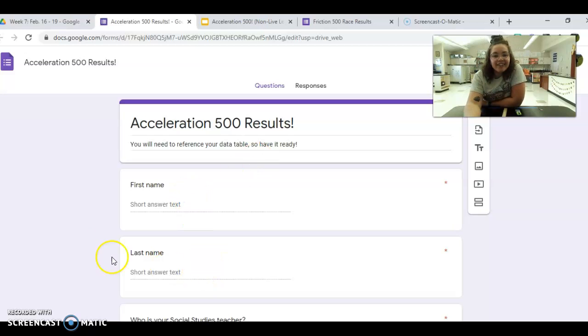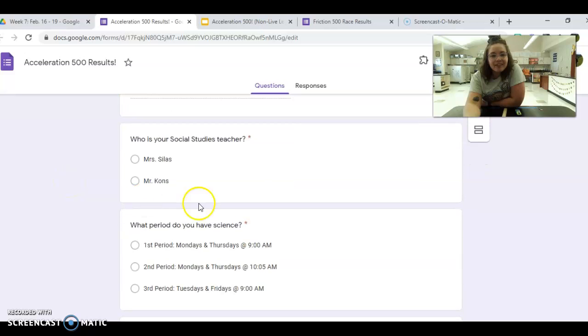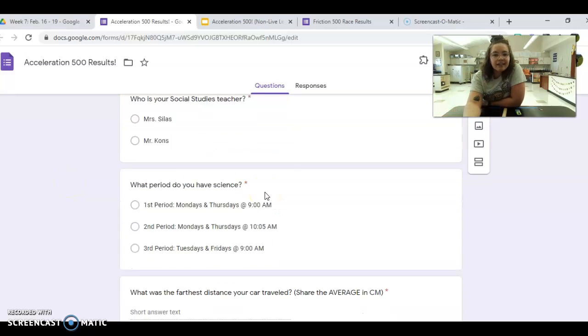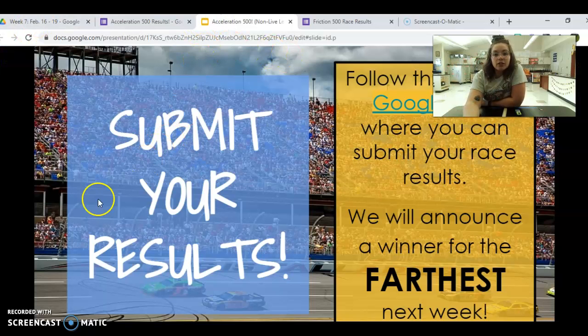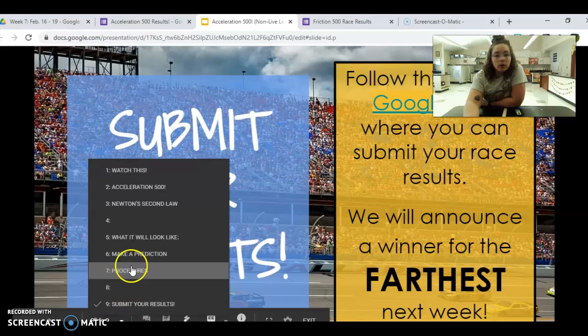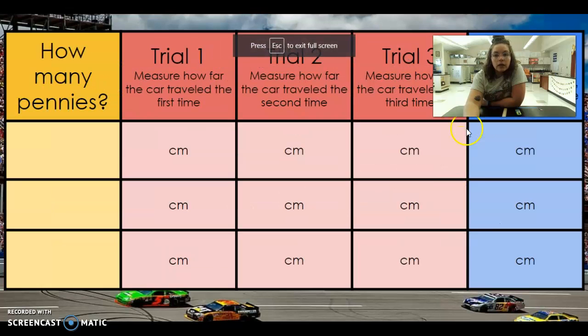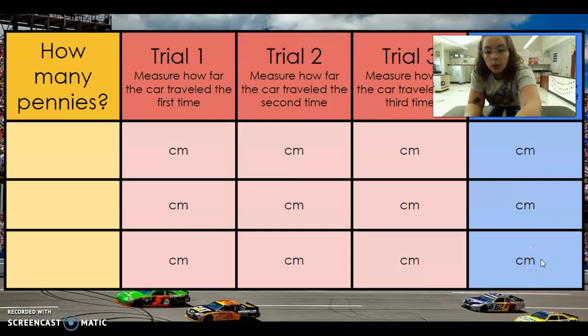Okay, so you've got your first and your last name. You're going to tell me your social studies teacher just so I know what side you're on. Then you have science. I want to know what was the farthest distance your car traveled. You're going to share the average, and I want you to include your unit of measurement, which is centimeters. So when I say average, you're only worried about this blue column here, okay? It's the only one we're worried about.